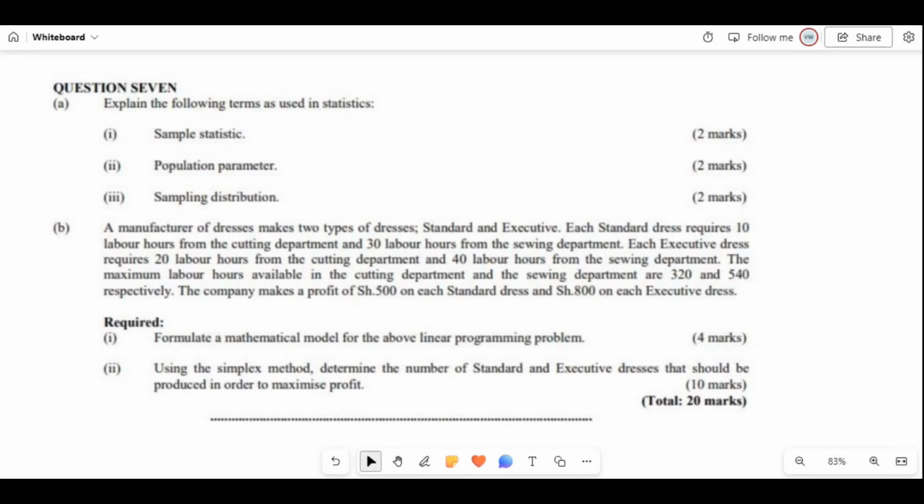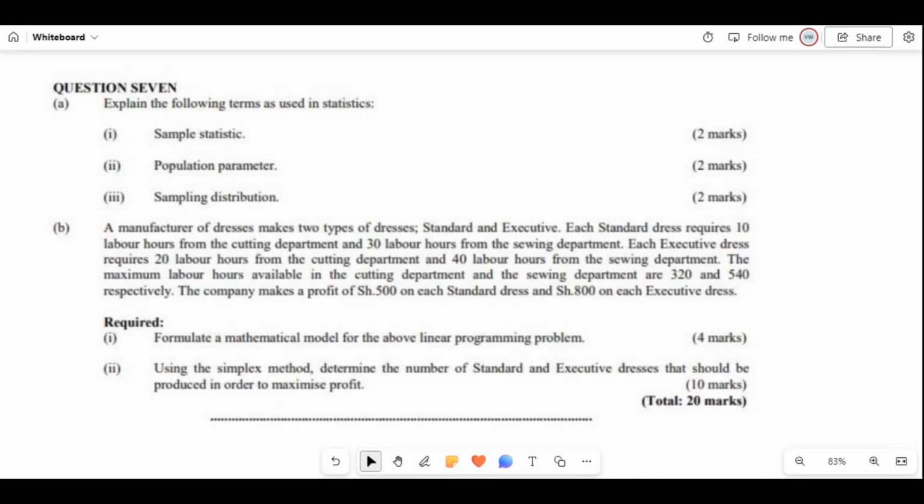The company makes a profit of 500 shillings on each standard dress and 800 on each executive dress. Required: one, formulate a mathematical model for the above linear programming problem. And part two, use the Simplex method to determine the number of standard and executive dresses that should be produced in order to maximize profit.